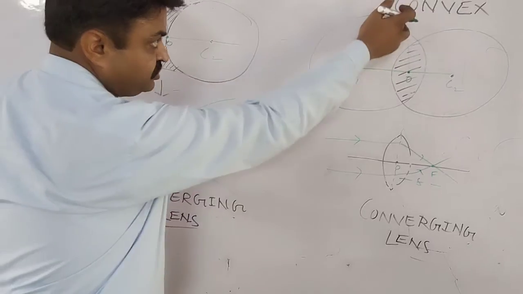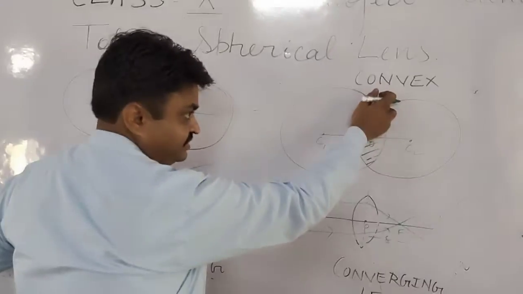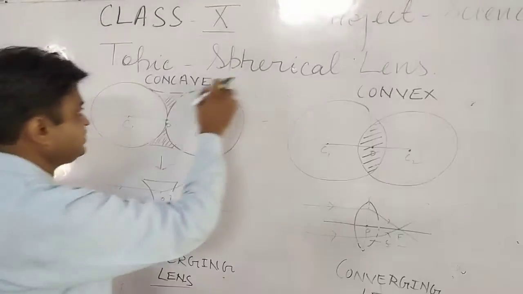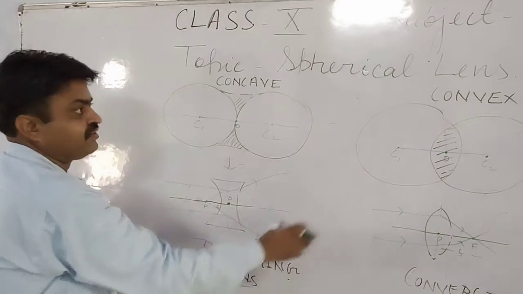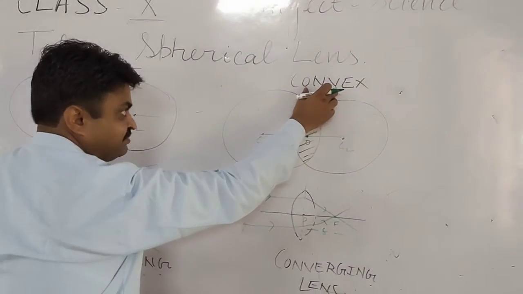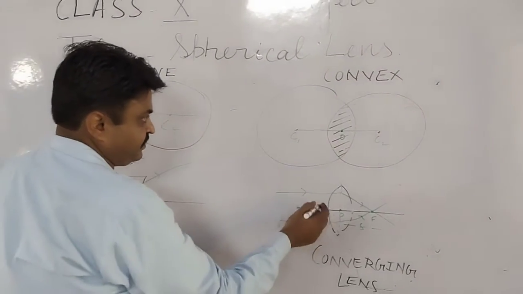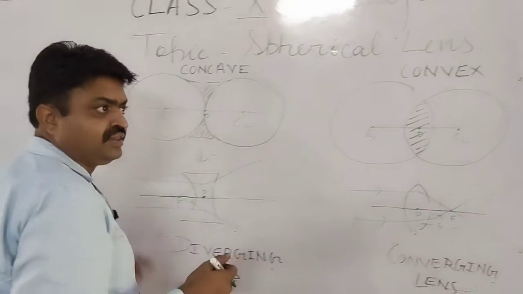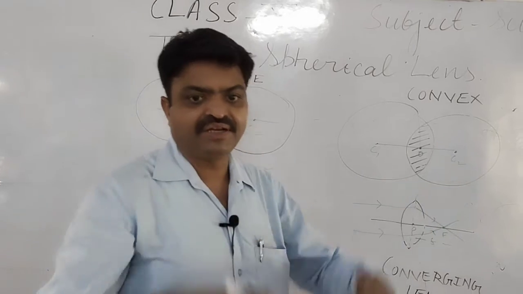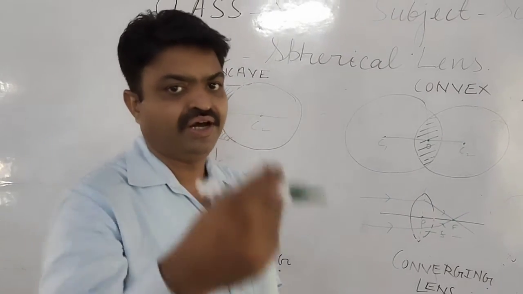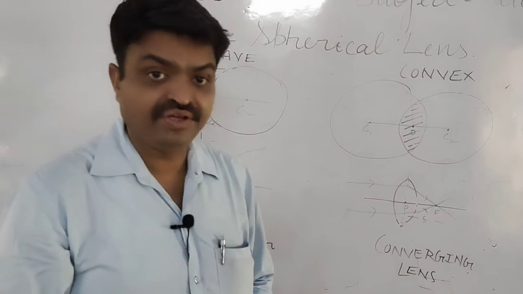The convex lens is used in far-sightedness. This lens, the concave lens, is used in near-sightedness. The convex lens is used as a magnifying glass, and it is also used in the solar cooker, student, to converge the light, from which the food items are cooked early because they get more heat, student.